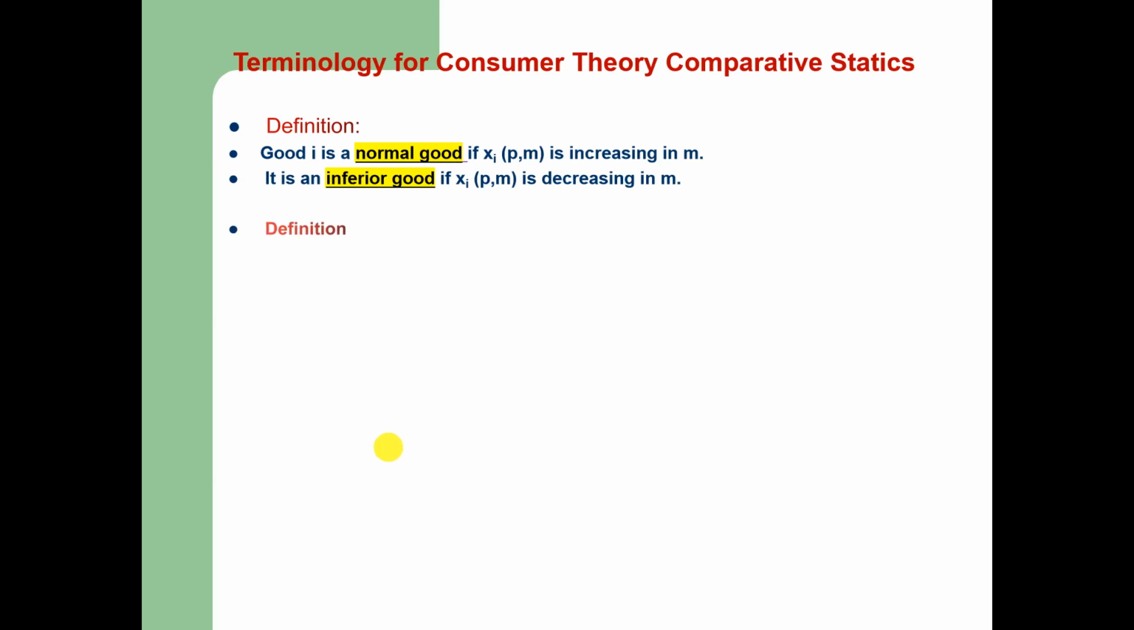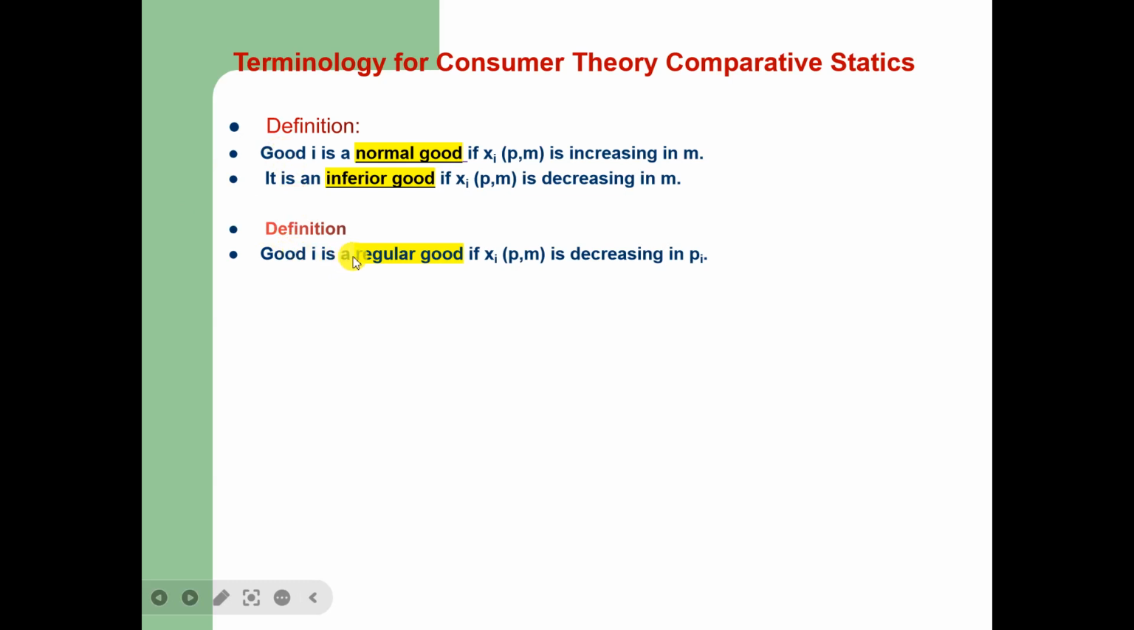So in the first case, xi is a normal good if the Marshallian demand function is increasing in m. If it is decreasing in m, then xi is known as an inferior good. Then we may also classify goods as regular and Giffen goods.